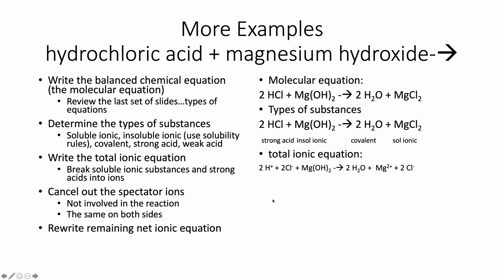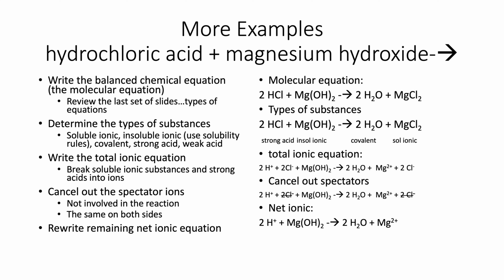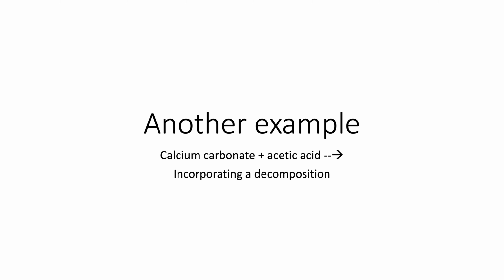I think you can see what the spectators are, but I'll give you a few seconds. Ready? That's right, the chloride is the only spectator, and so then the net ionic equation would be, there you go, that's the net ionic equation. And I believe there's one more example.